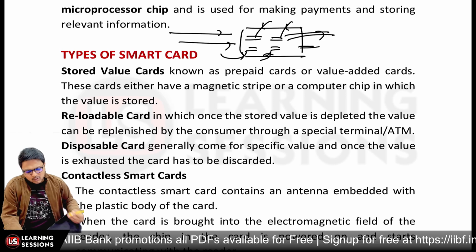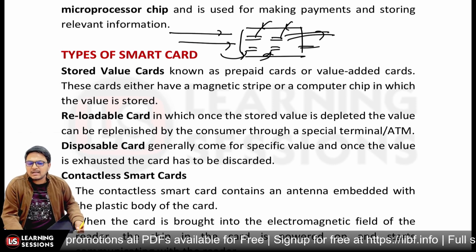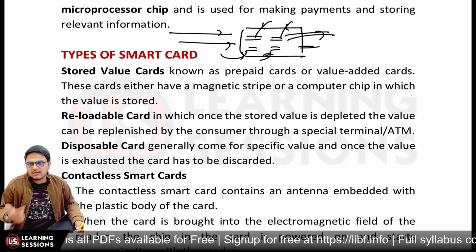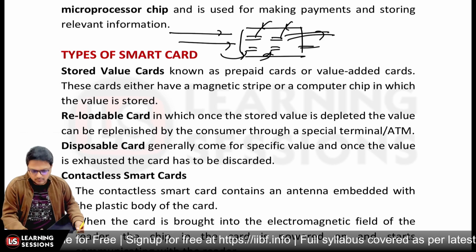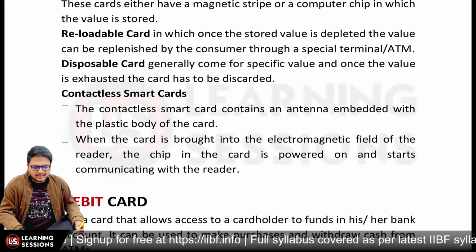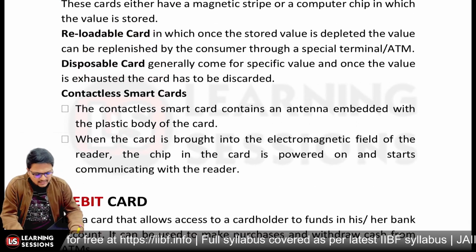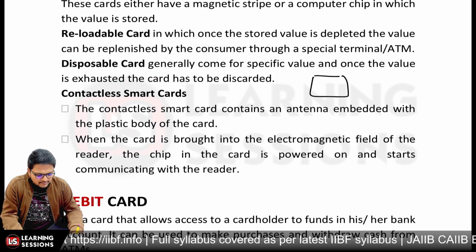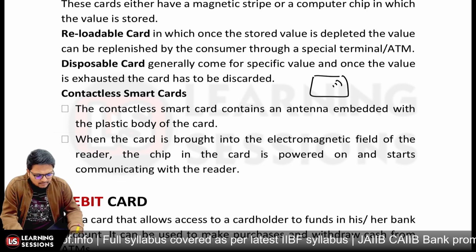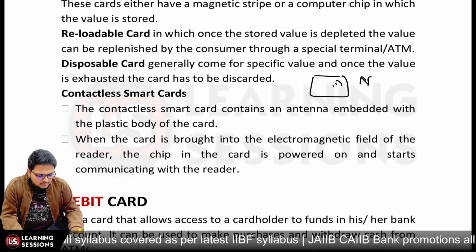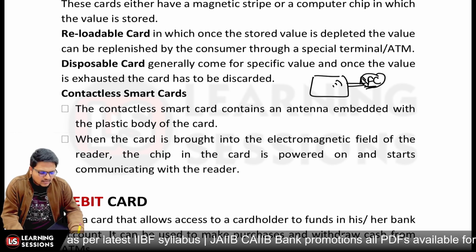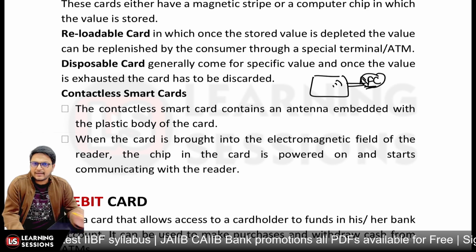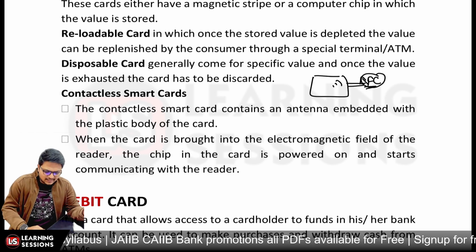And also it can be a disposable card. Now a disposable card basically comes with a specific value, and once you have used that value, it is of no use, you need to discard that card. And also it can be a contactless smart card, like the near field communication cards. In that scenario, there is a Wi-Fi-like sign, and you just need to bring it to the NFC module at a distance of 2mm or 5mm, and when you tap it there, your transaction is done, right? That's contactless smart cards.